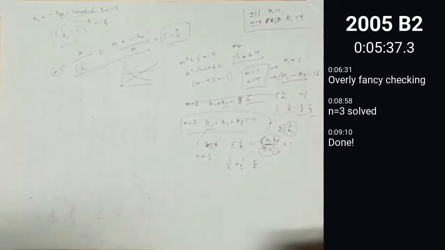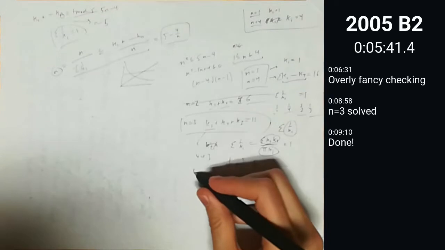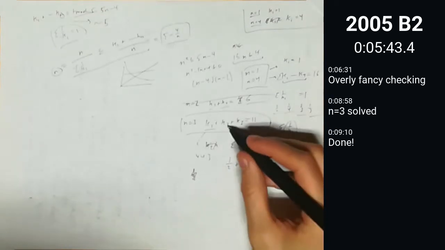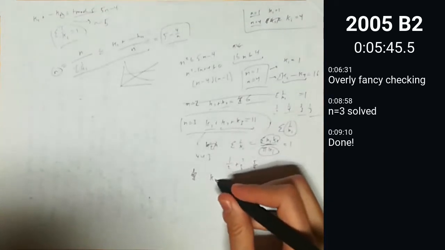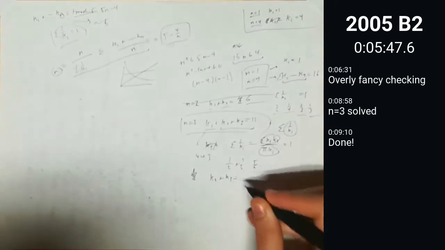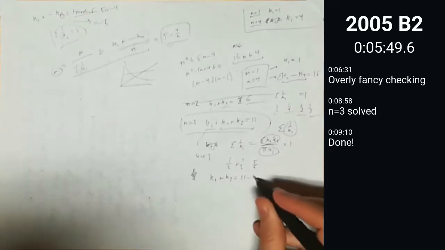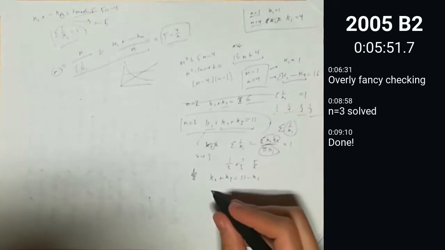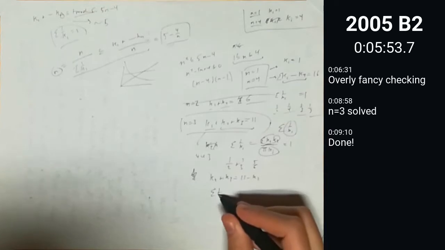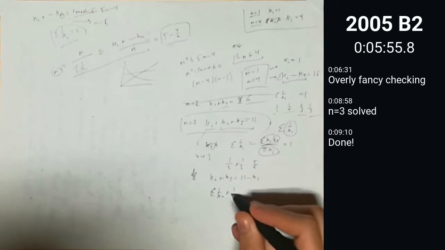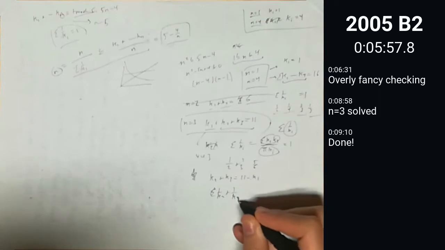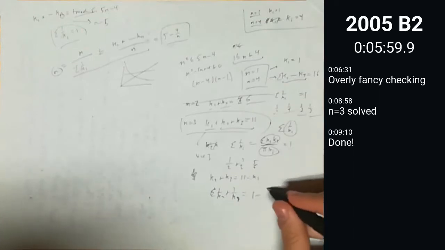That's what we expect. Okay, let's condition on, for example, K1. So if K1 is 1, it doesn't work. Okay, if K1 is 2, actually, we can break this down. So we have K2 plus K3 is equal to 11 minus K1. So we're treating K1 as a variable now, and then we have 1 on K2 plus 1 on K3 is equal to 1 minus 1 on K1.